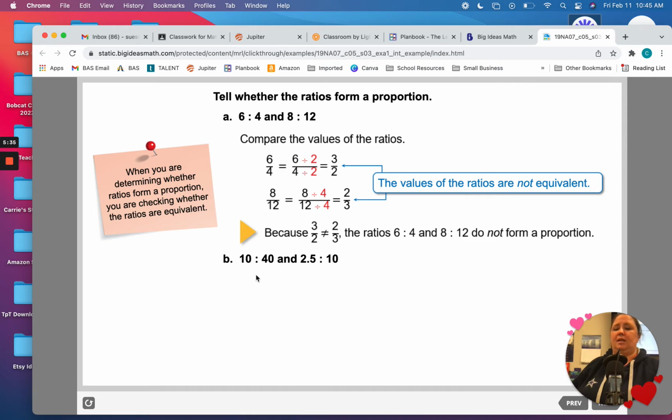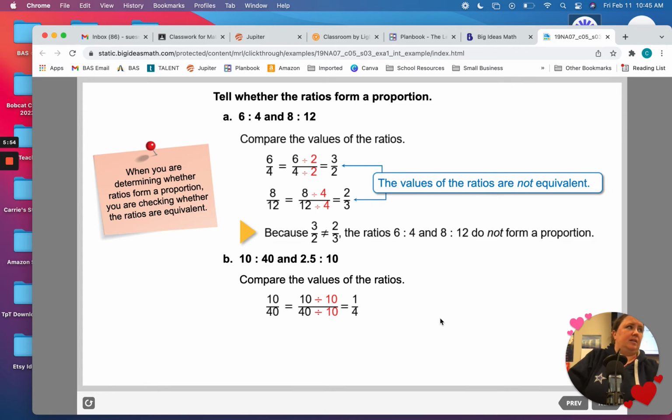All right, let's do the second one. So we're going to write 10 over 40. Can I divide the 10 and 40 by a number? Yeah. What number? 10. 10 divided by 10 is what? 1. And 40 divided by 10 is? 4. So it reduces to 1/4. Let's go. I hope you're writing this down.